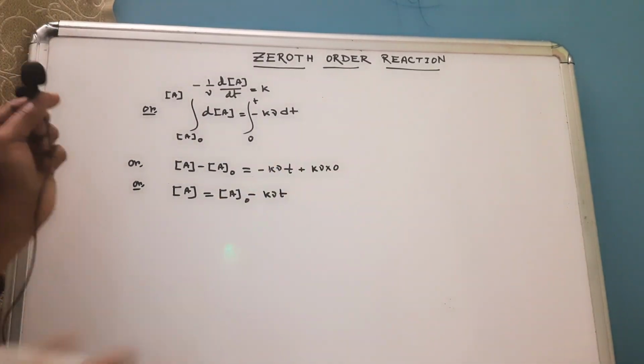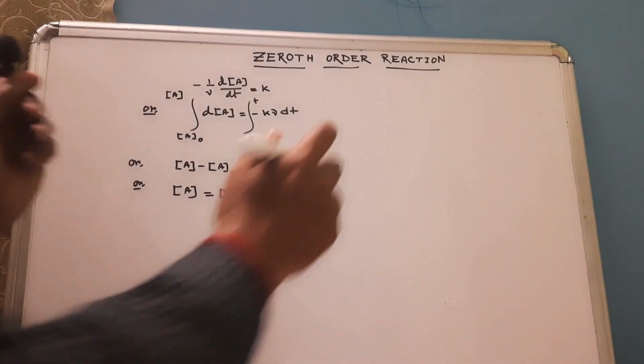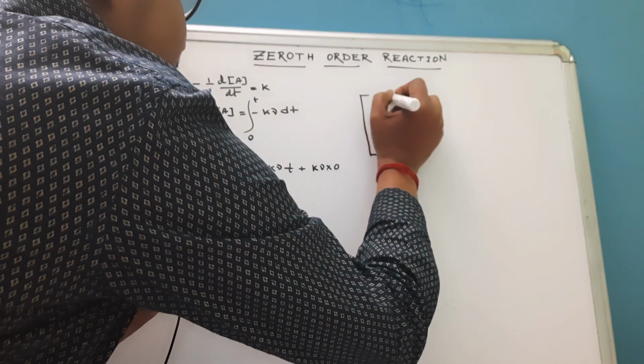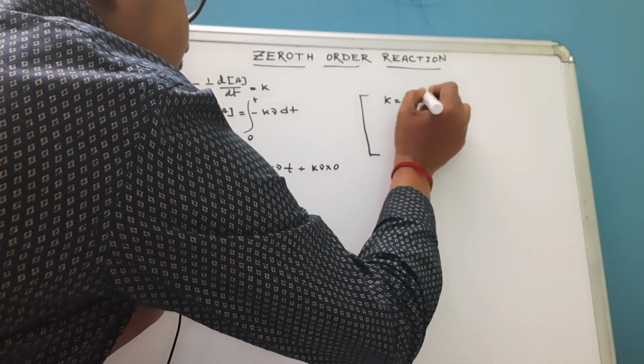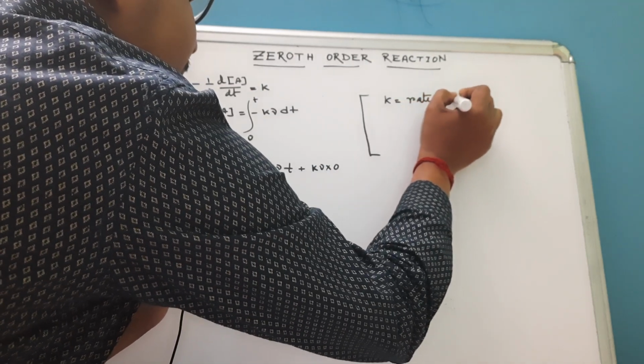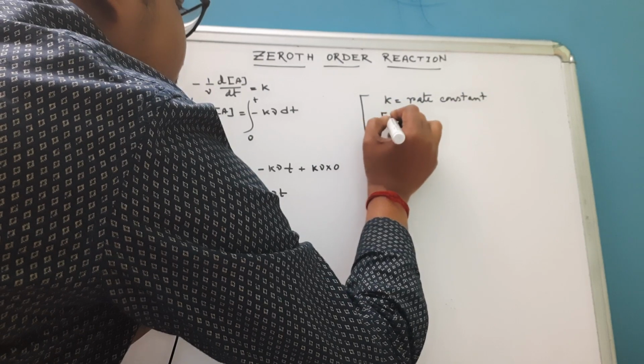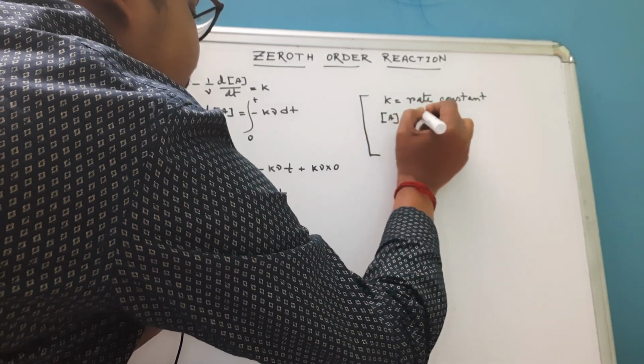So I am writing all these things here. K, what is k? K is the rate constant, and what is a0?